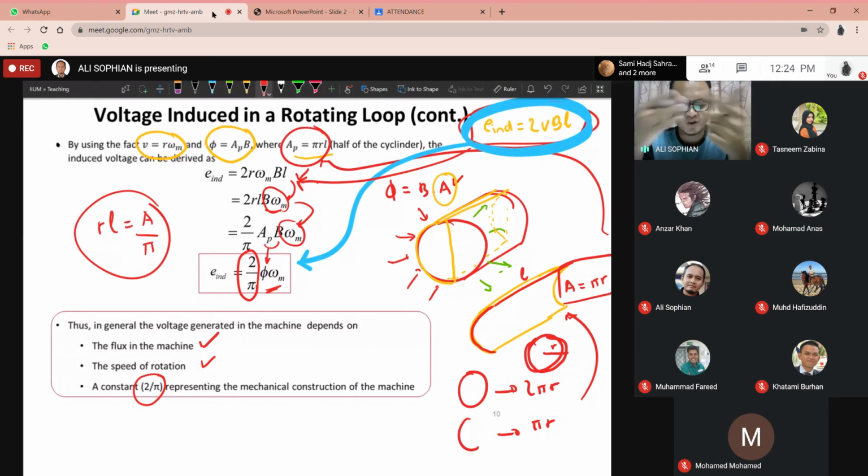And how do you get the high flux? By using a ferromagnetic core. If you don't have the ferromagnetic core, your flux will be low. And it also depends on omega m, the angular speed of rotation. If you're talking about a wind turbine, it means the faster it rotates, i.e. it depends on the wind. If you've got strong wind, it will rotate faster, then your generator's voltage will be higher as well, generally speaking. So these three factors are the important factors when we talk about induction of voltage in a generator.